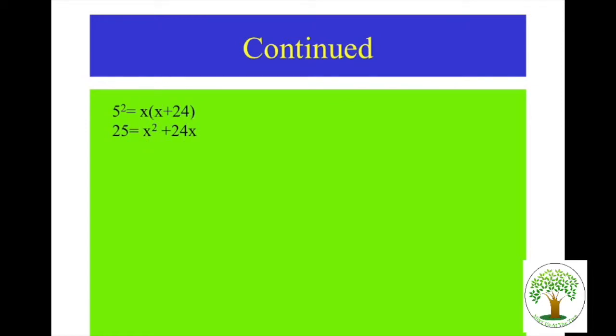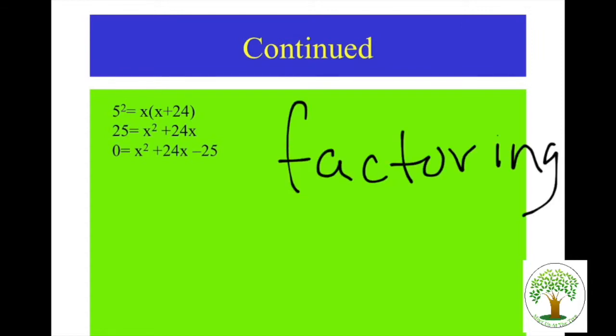So what we need to do is move the 25 over to the other side and set it equal to 0. So we will have 0 equals x squared plus 24x minus 25. We need to solve this in a different way than we've done before. We can't just move everything to one side and divide. We have to do something called factoring. We need to set this in parentheses and find out what's multiplying together to equal this.